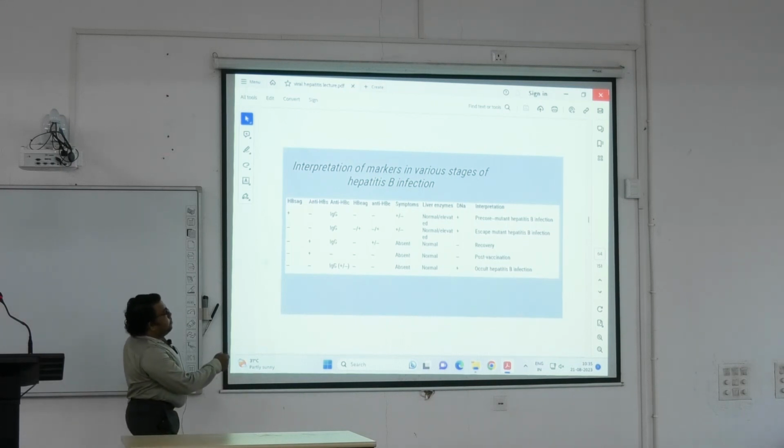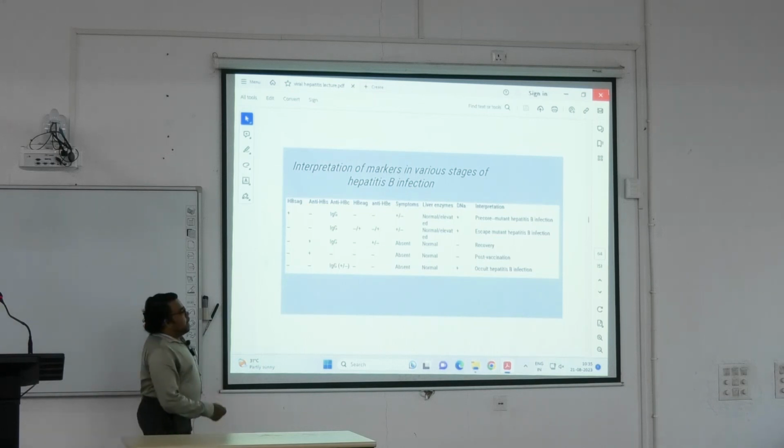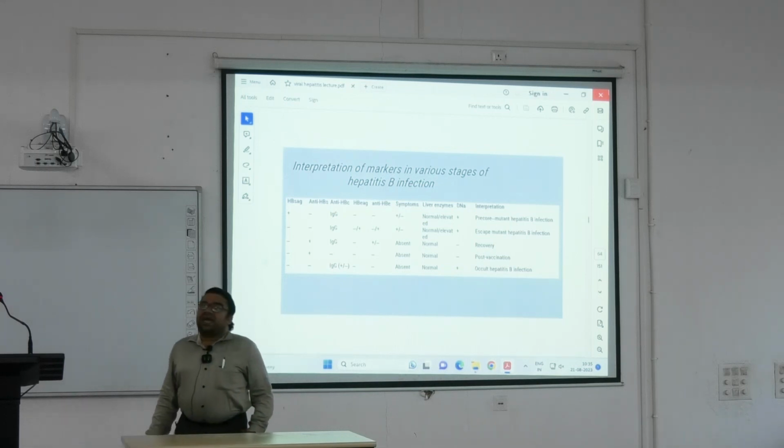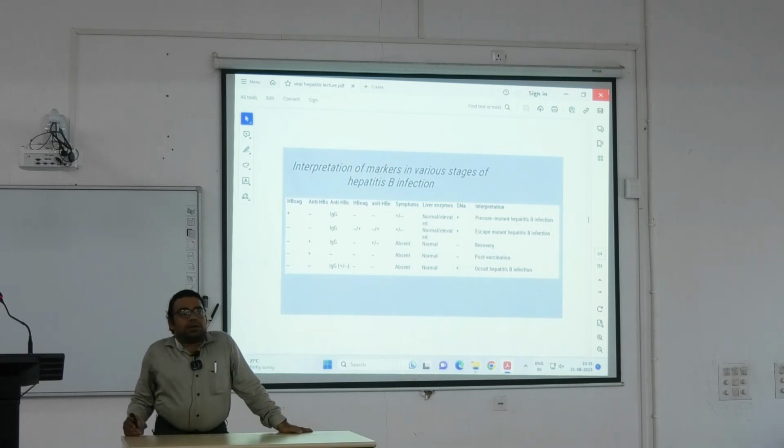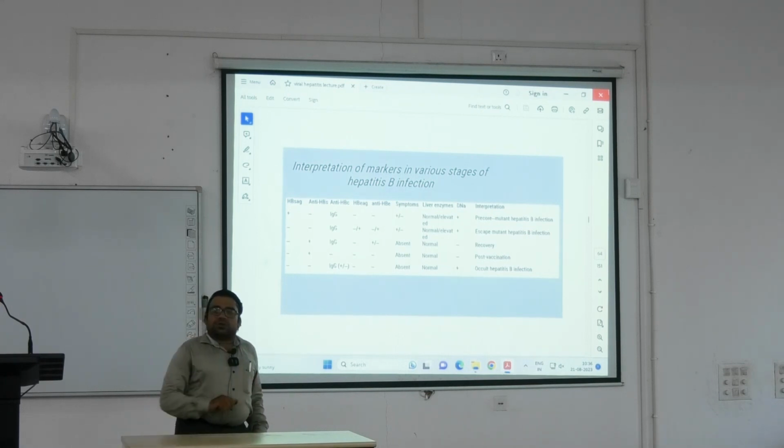If the surface antigen is absent, but the antibody against surface antigen is present, it would mean the patient has recovered from active infection. If only antibody against surface antigen is present, all others are negative, that means the patient has been vaccinated. Why is this important? Because the patient that you are trying to diagnose may or may not have been previously vaccinated. So you should know the status of the patient and you should have the ability to interpret the results. Have you understood this or not?